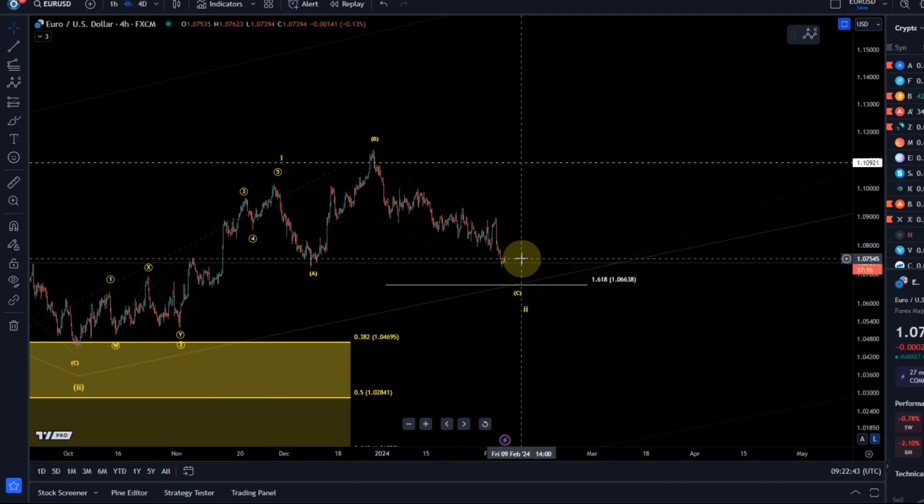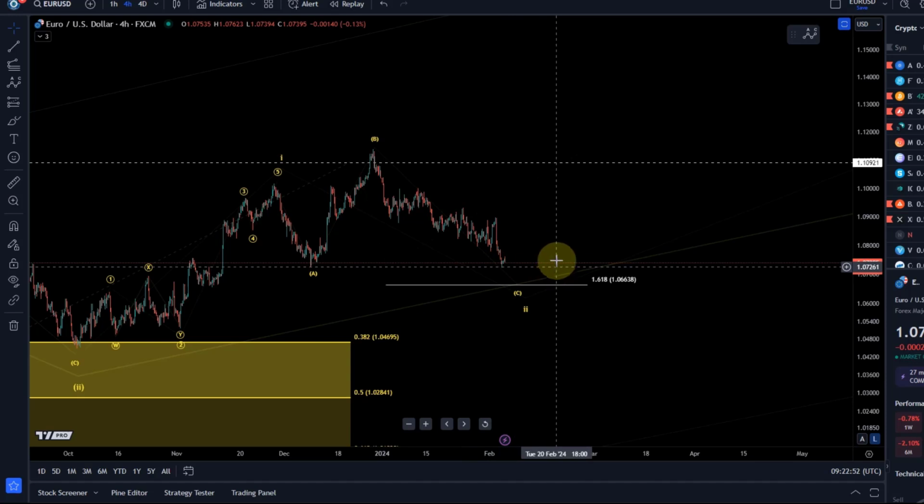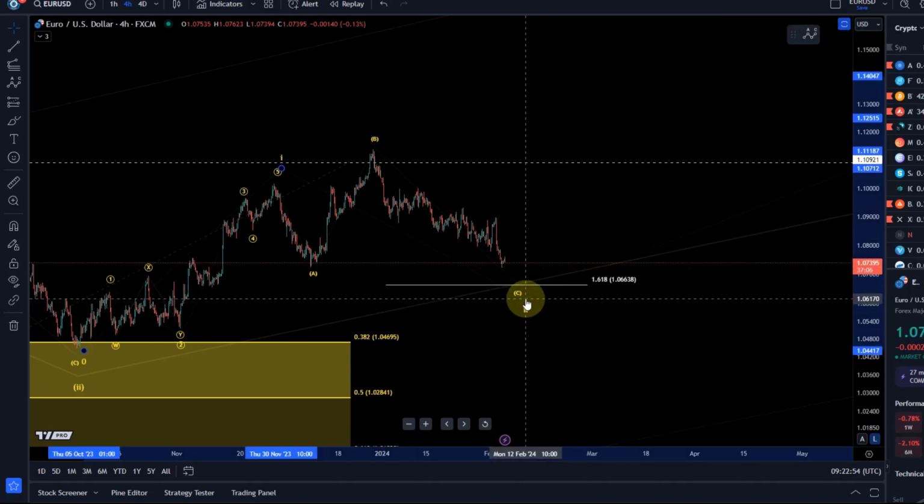What does the wave count suggest? Does it allow already for completion? I would say it's possible. I think wave 2 could be over at any time.